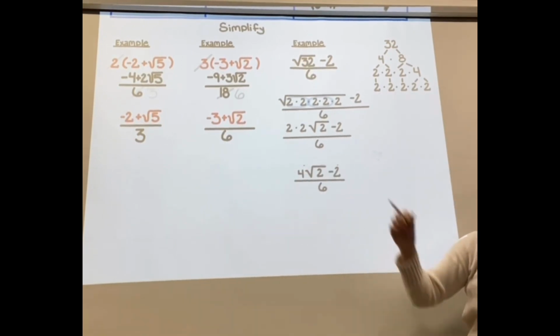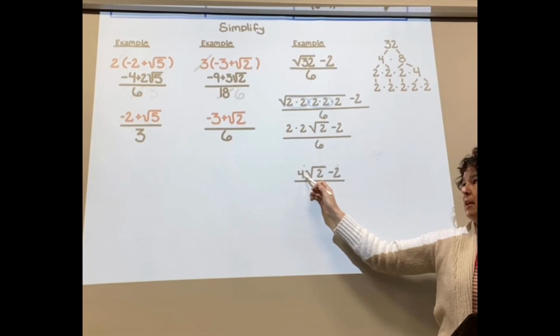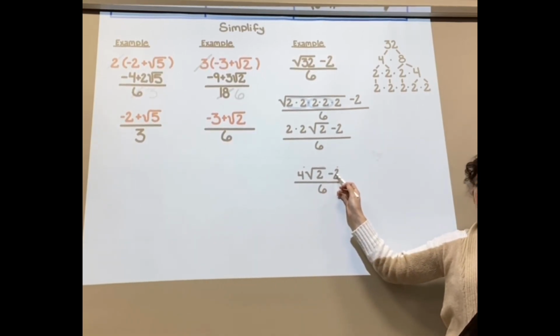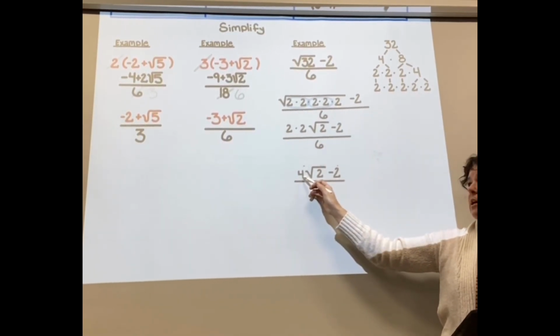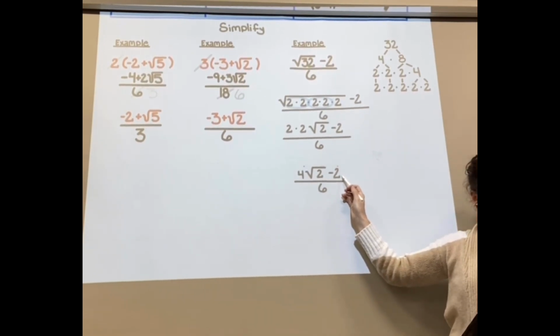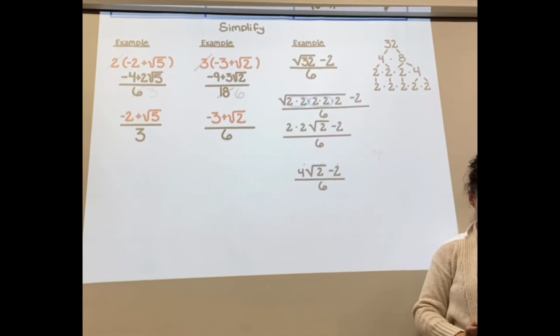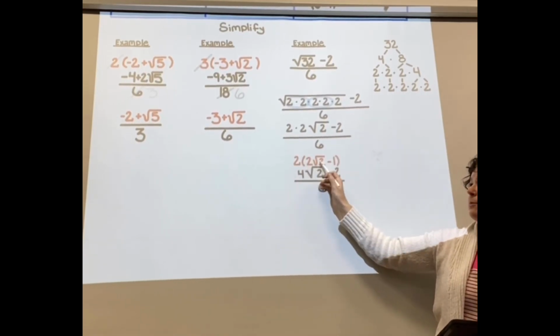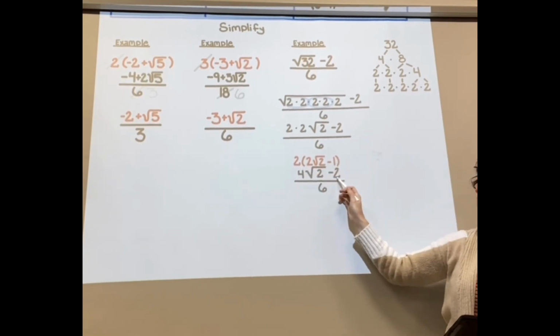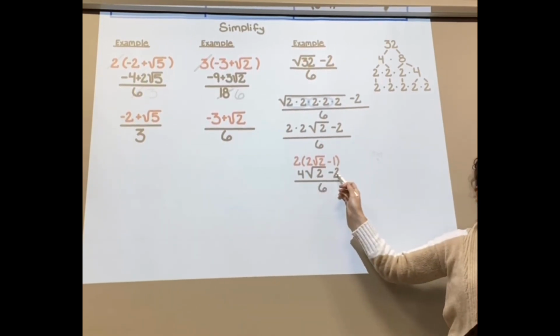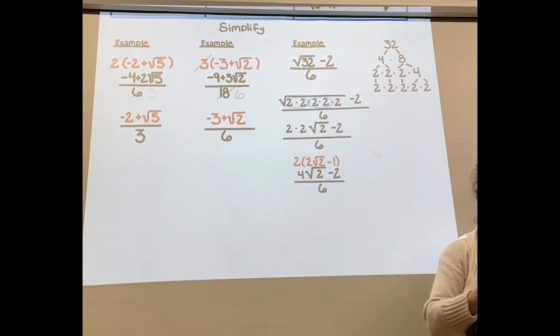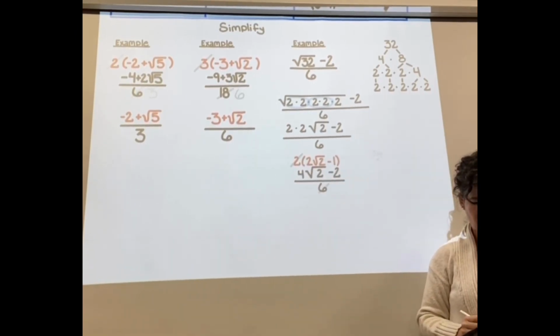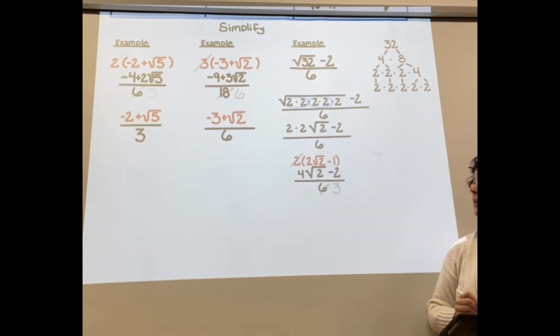Now this problem looks like the first two that we looked at. There's something in common to 4 root 2 and 2. There's a 2 in common. So if I take a 2 out of both of these, this one's going to become 2 root 2. And if I take a 2 out of this one, it becomes 1. Let's just redistribute to verify that. 2 times 2 root 2 is 4 root 2, and 2 times negative 1 is minus 2. Okay, now that the numerator is multiplication, I can cancel the 2 and the 6. So if I cancel this 2 here, cross that one off, and cross the 6 off, and turn that into a 3. And so my final answer is 2 root 2 minus 1 over 3.